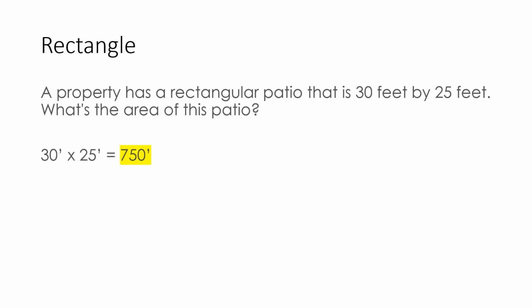Rectangle. A property has a rectangular patio that is 30 feet by 25 feet. What is the area of this patio? Simply multiply it. 30 feet times 25 feet is 750 feet.